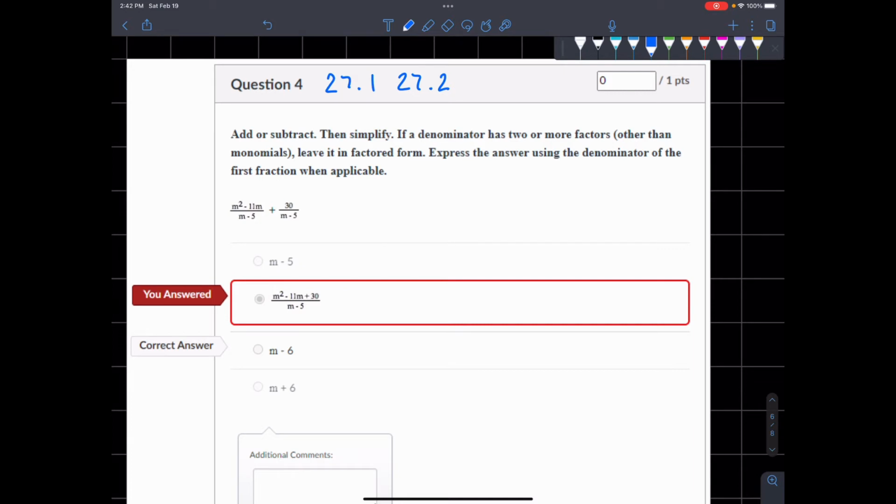All right, going up here, this is question 4 of 27.1, 27.4. Add or subtract, then multiply. If a denominator has 2 or more factors other than monomials, leave it in factored form. Express the answer using the denominator of the first fraction when available. So first thing I notice, which is nice, is that both of these have common denominators, so we can write the entire thing under one big denominator.